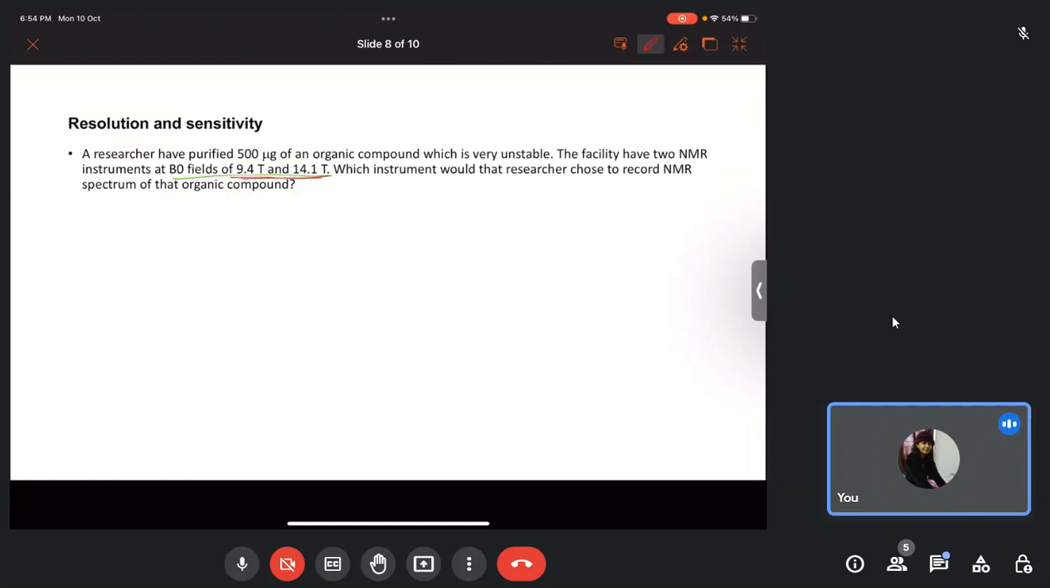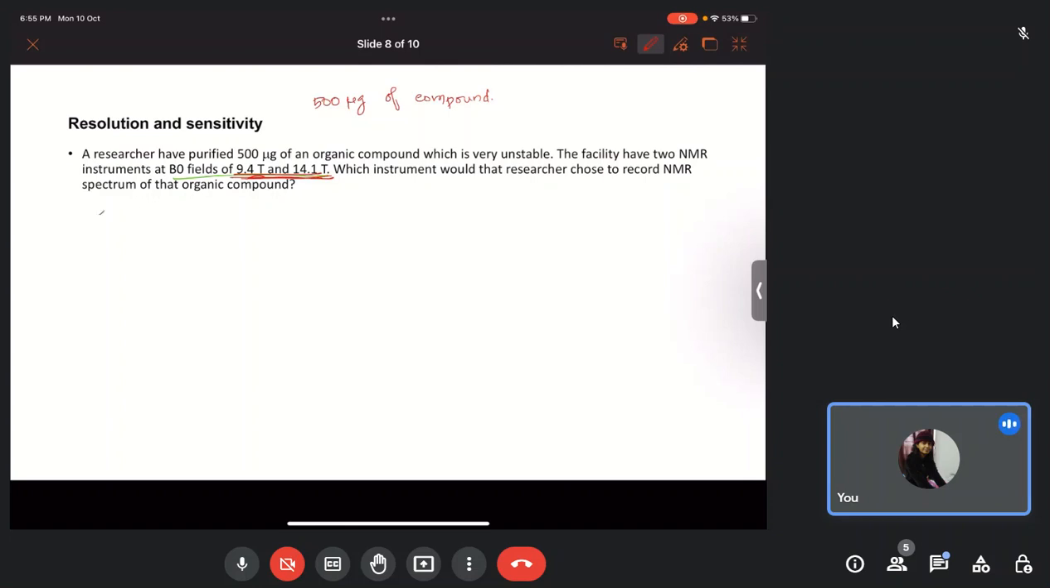Which instrument would that researcher choose to record a proton NMR spectrum of that compound? He has only some 500 microgram of compound, so the concentration of your sample is going to be very less. Which instrument would that researcher choose to perform the experiment? One is a 9.4 Tesla, the other one is 14.1. He has to do it really quickly. So which one will give a higher sensitivity in a smaller time? So how can we do this question?